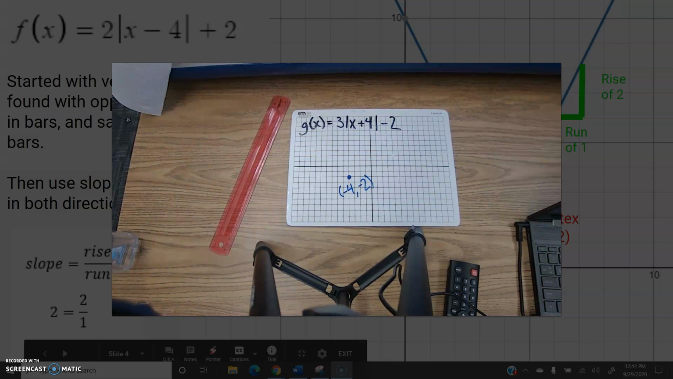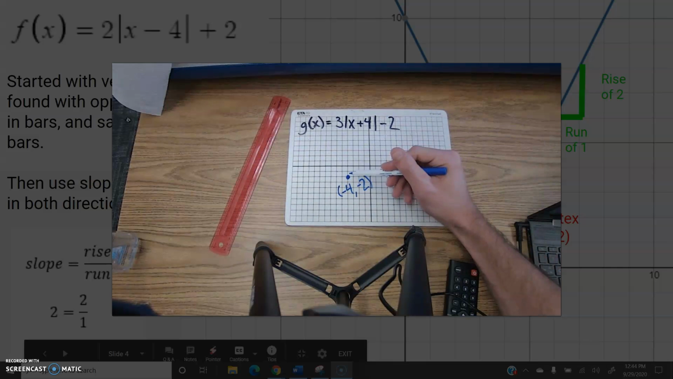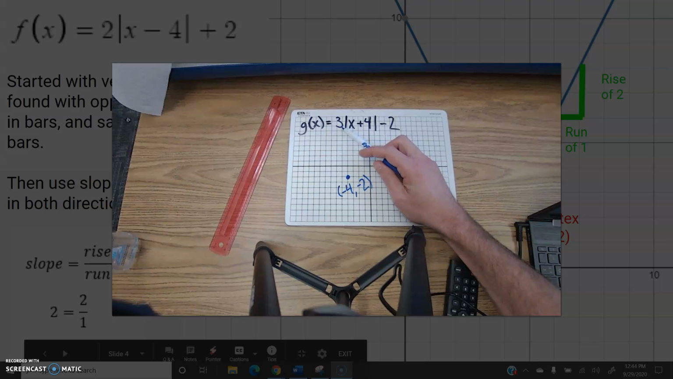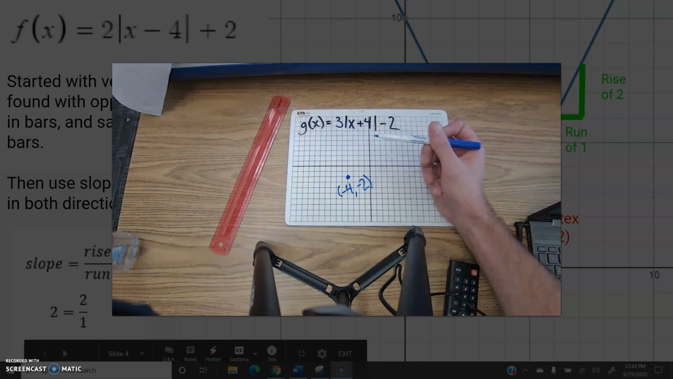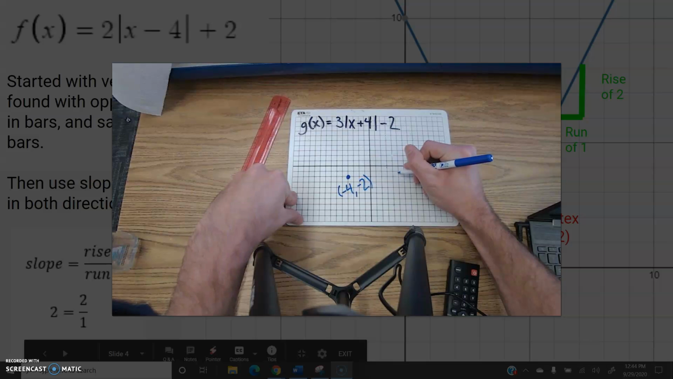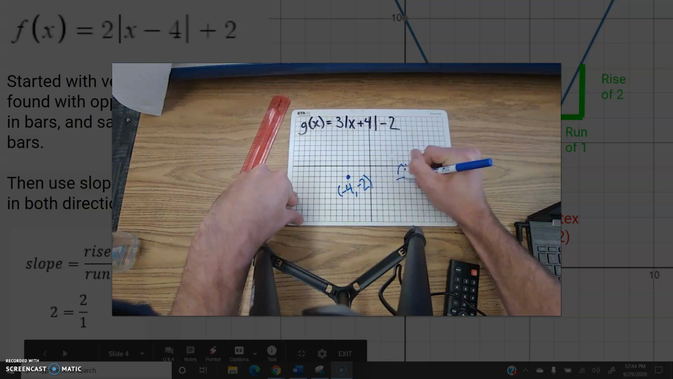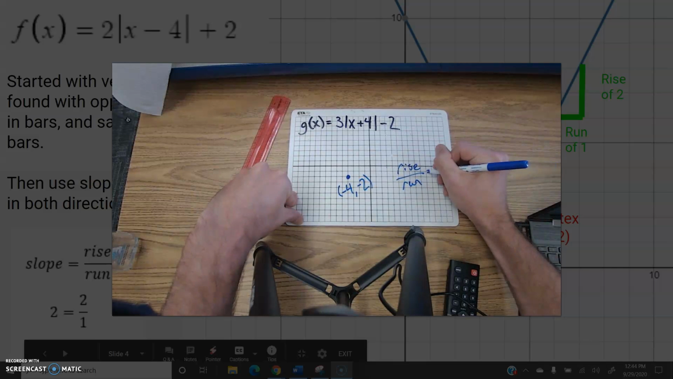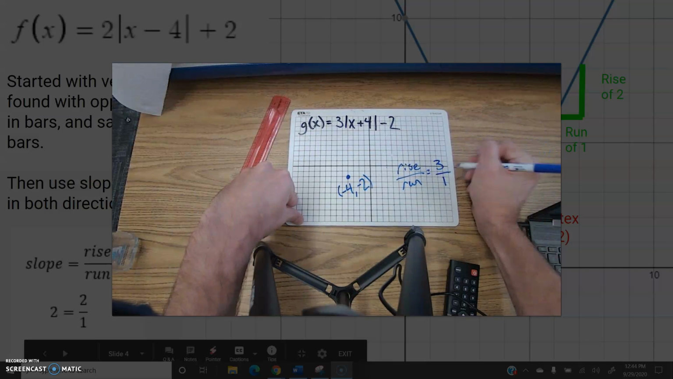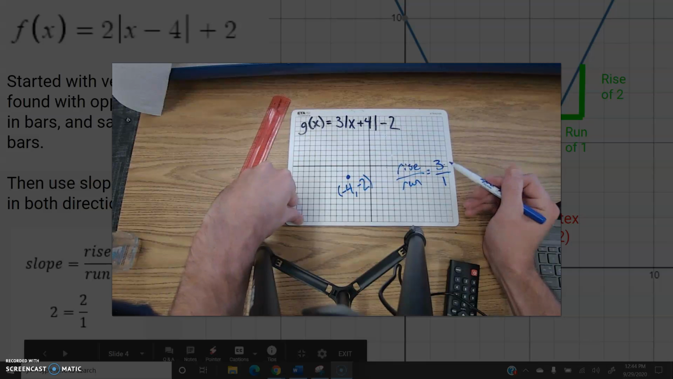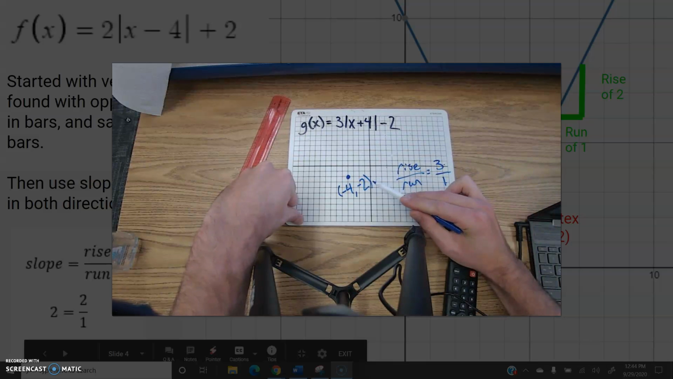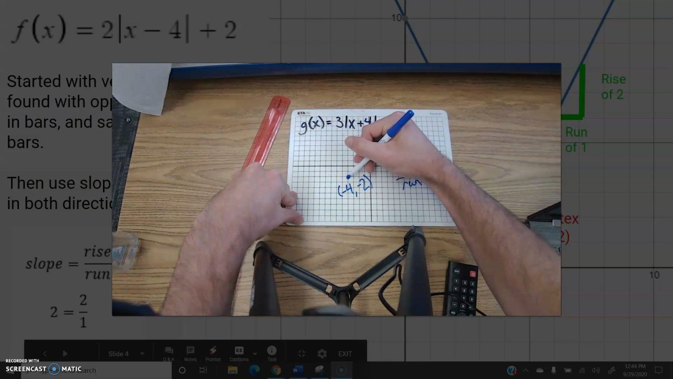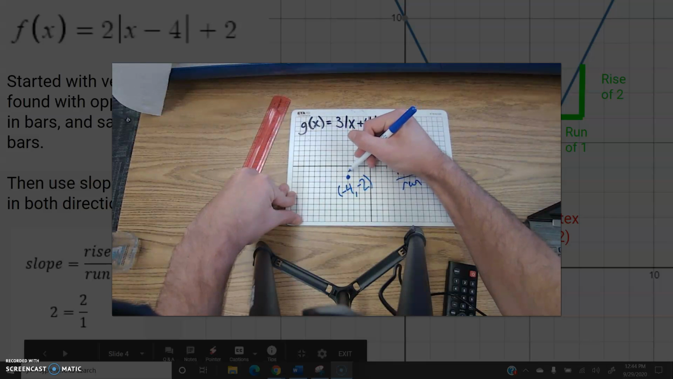So our next point is going to create the right part of our V. And I'm going to use this 3 to help me with that. Remember, our slope is rise over run. Here my slope is 3, so that is 3 over 1. I'm going to be going up 3 over 1 from my vertex. So we're going to start at our vertex, go up 3, 1, 2, 3, and over 1.